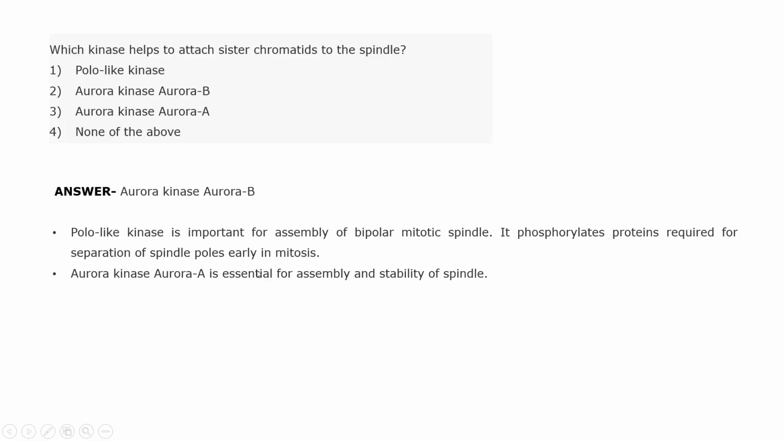And Aurora kinase Aurora A is essential for assembly and stability of the spindle, like the microtubule assembly, and it also helps in maintaining stability of microtubules. However, it doesn't help in attachment of sister chromatids to a spindle. So it is the function of Aurora kinase Aurora B that helps in this particular function. Aurora B actually helps in the attachment of sister chromatids to a spindle. So I hope this answer is clear. Does anyone have any doubt?